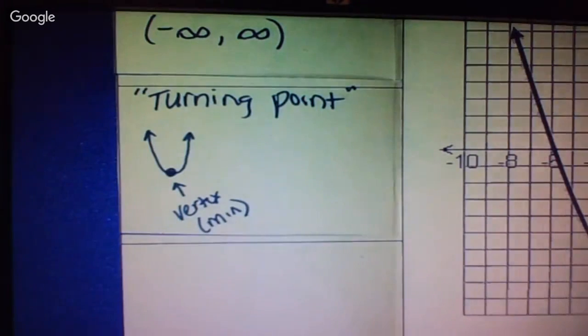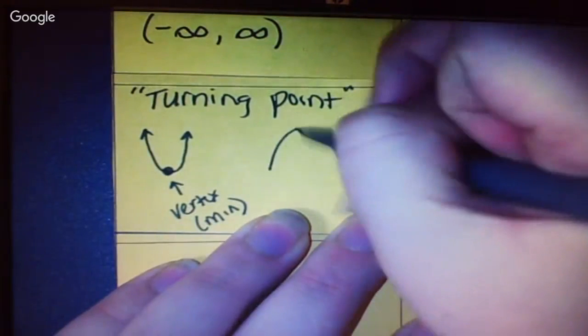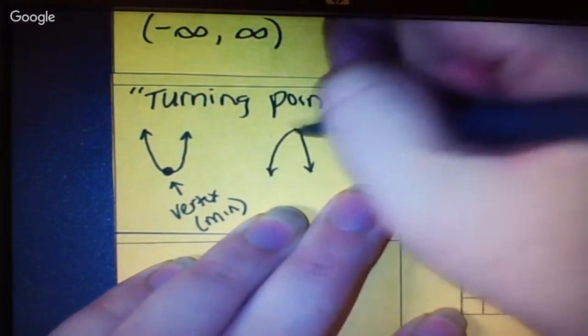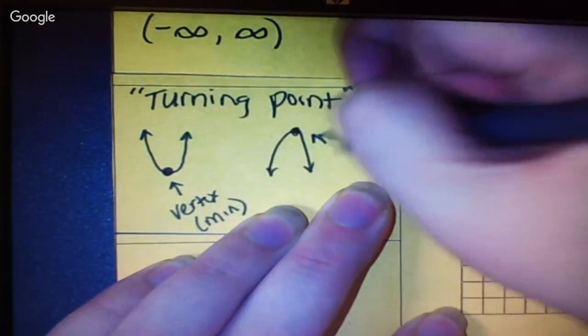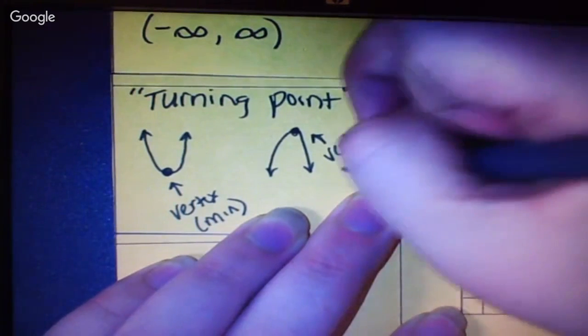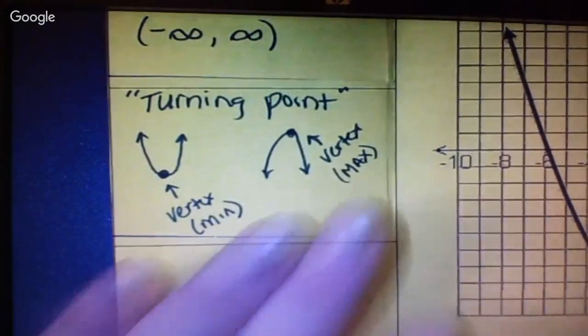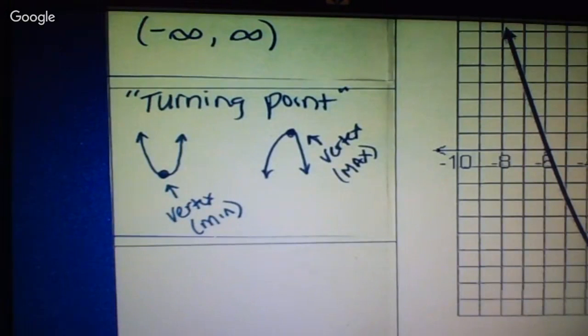Okay. Again, I told you could have upward facing U's. We can also have a downward facing U. So this is your vertex still, but now instead of having a minimum, we've got a mountain. So we have a maximum. Instead of having a low point, I now have a high point. If it's a valley, we have a low point, we have a minimum. If it's a mountain, we have a high point, we have a maximum.